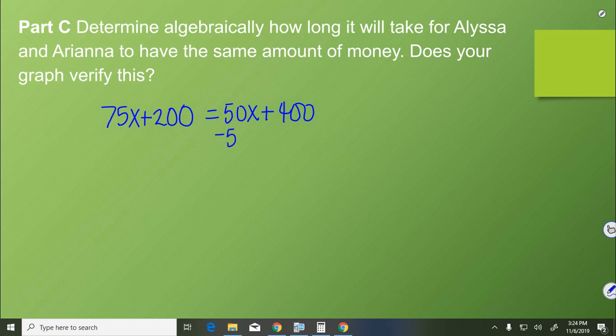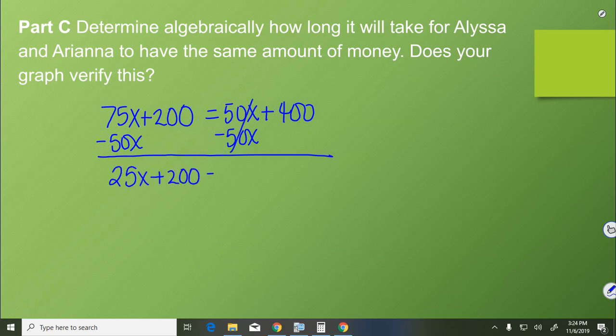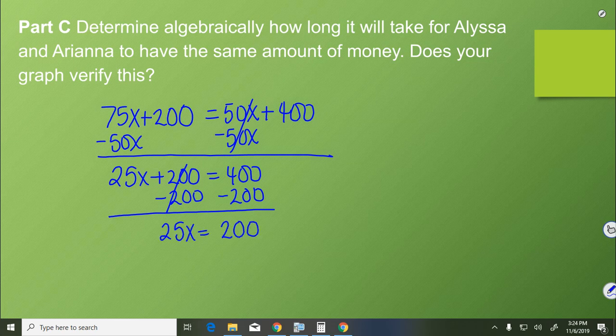Here I would subtract 50x first, giving me 25x plus 200 equals 400. Then subtract 200 and we get 25x equals 200. Then divide by 25 and we get that x is 8. So we have verified that part of it is right. We know that after 8 months they'll have the same amount of money.